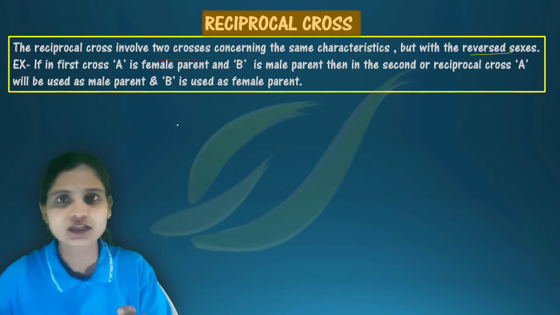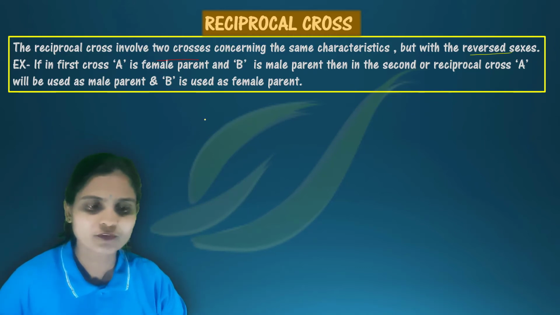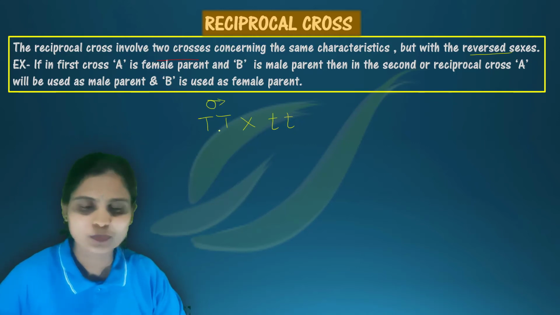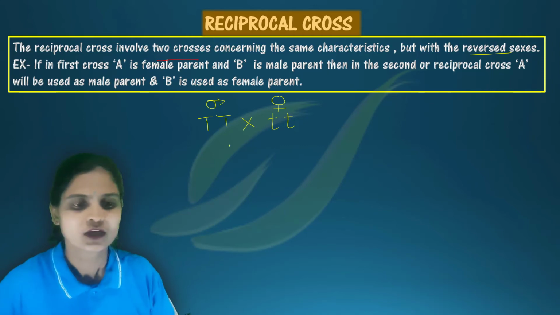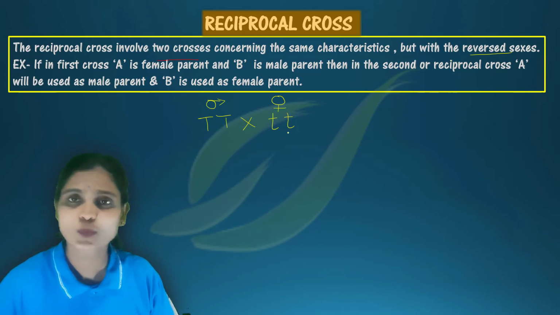Imagine, for example, two plants. A tall plant is crossed with a dwarf plant. Imagine the tall plant is considered a male plant, so from this plant you are collecting pollen grains. The small t dwarf plant is considered a female plant. In the male, the genes of the pollen grains are capital T, capital T. In the female, the genes in the egg are small t, small t.